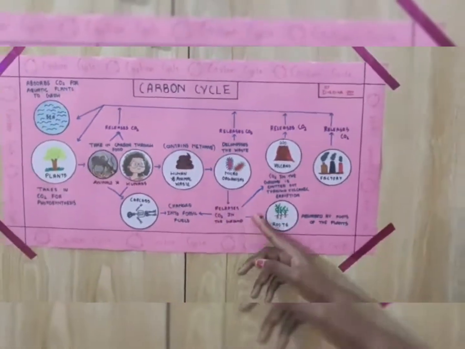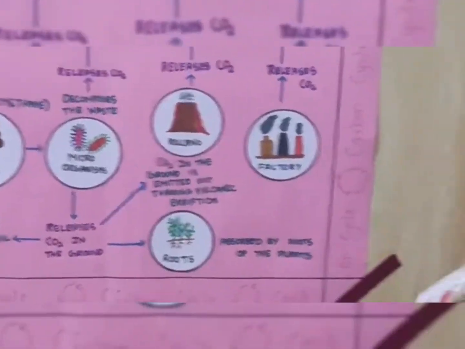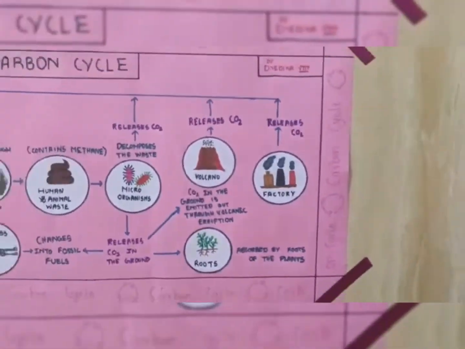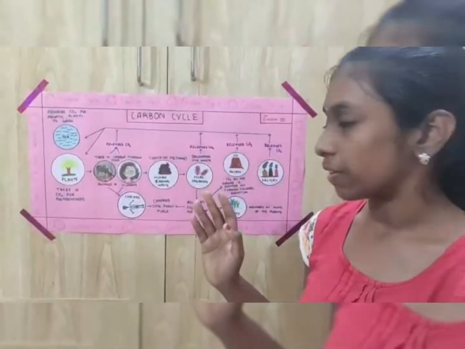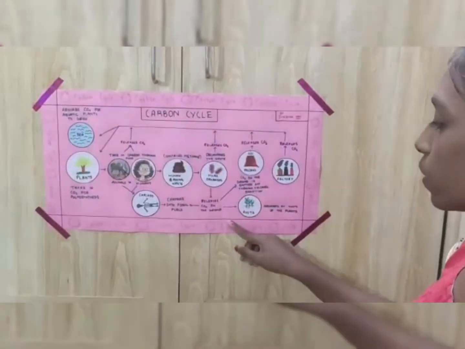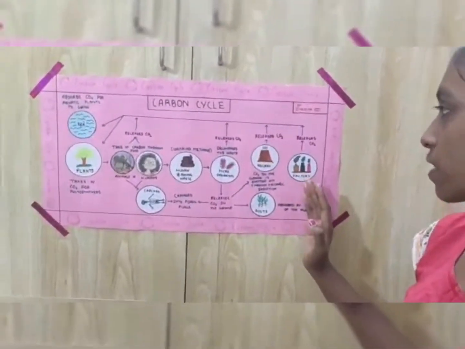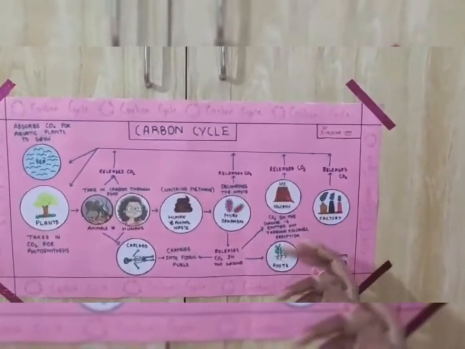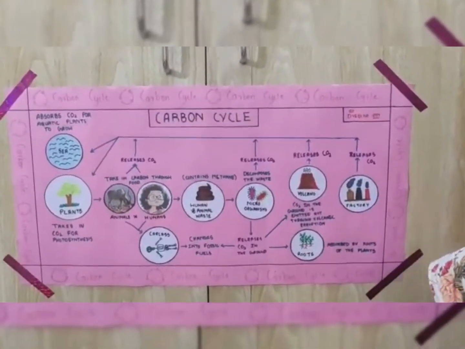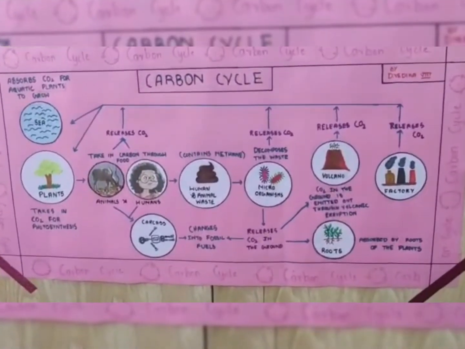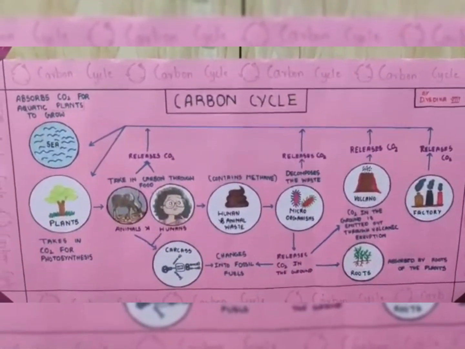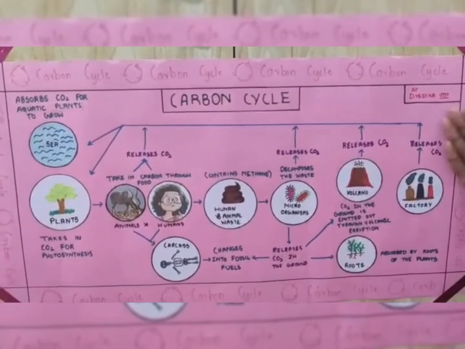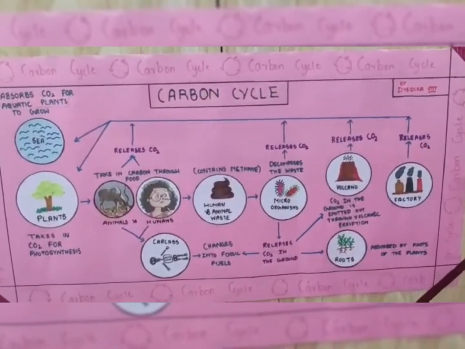Now, the CO2 released in the ground is also emitted through volcanic eruptions, thus emitting a large amount of carbon into our atmosphere. This CO2 is also absorbed by roots. Last is the factory. Factories release most of the carbon dioxide into our atmosphere. Carbon dioxide is released into our atmosphere in order to release carbon.